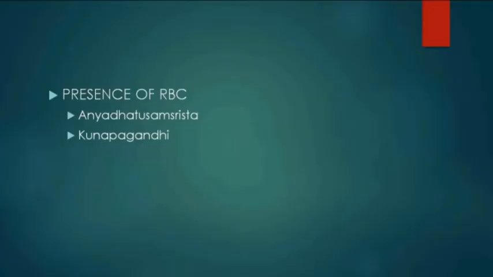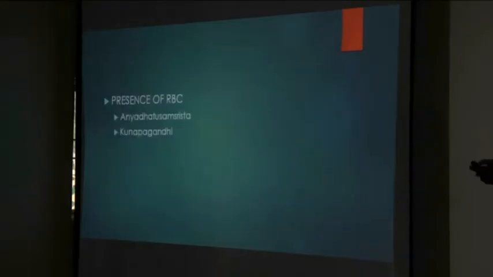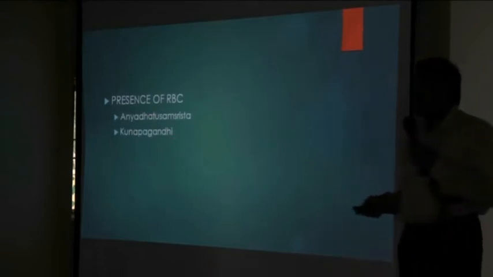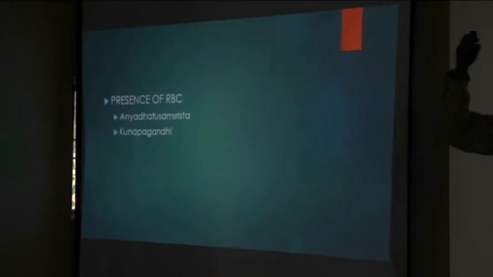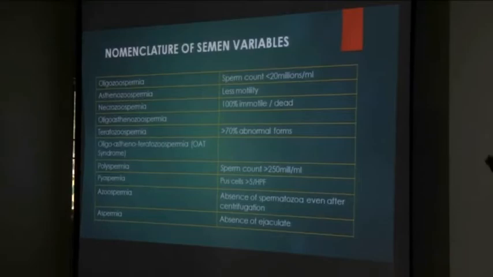And then presence of RBCs. As I told, with very few injuries etc., you may find RBCs. The congestions here. Here we have to call Anida Samsrishta and Kudupagandhi. These are two conditions where we can find the presence of RBCs. One is Arunavarna, Krishnavarna, another Kudupagandhi. Both can be taken. The nomenclature.